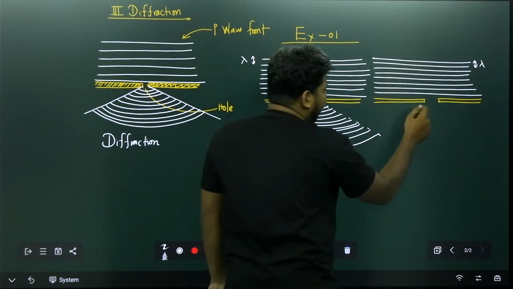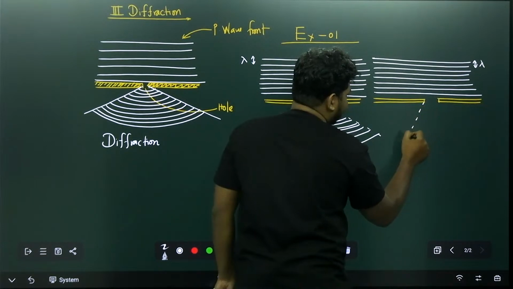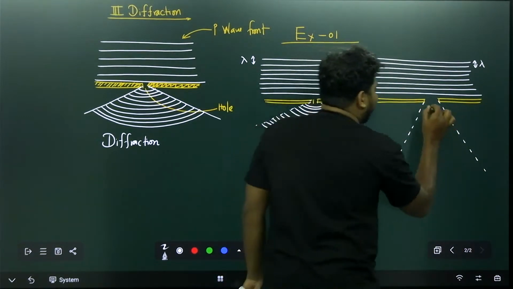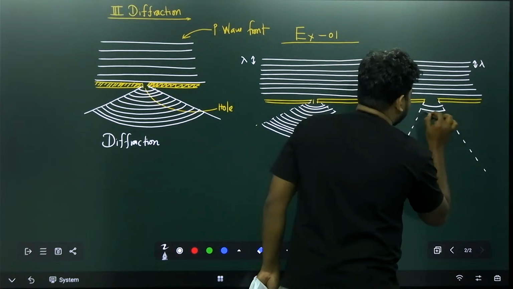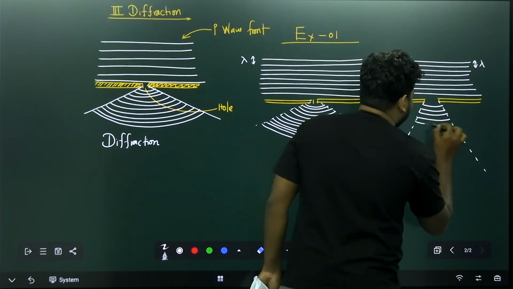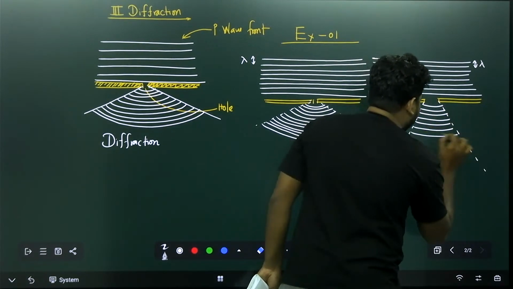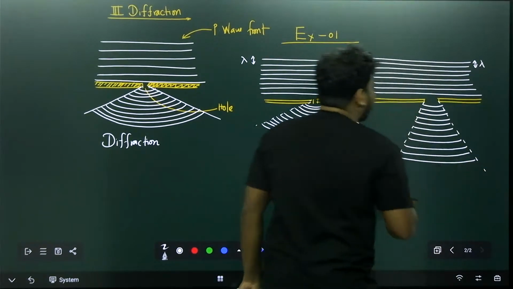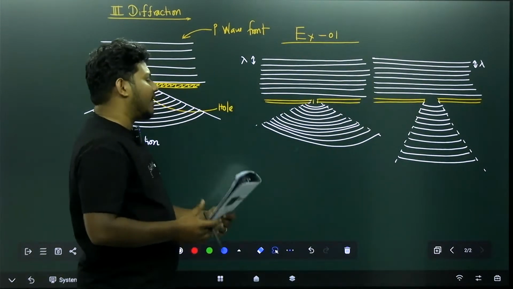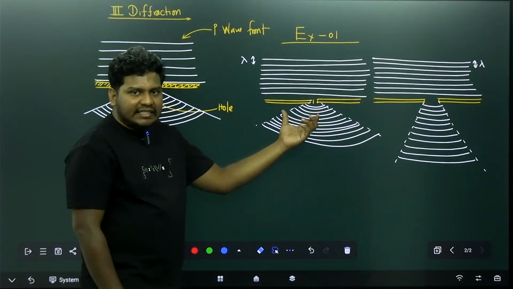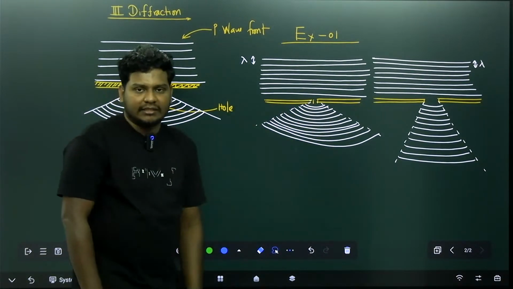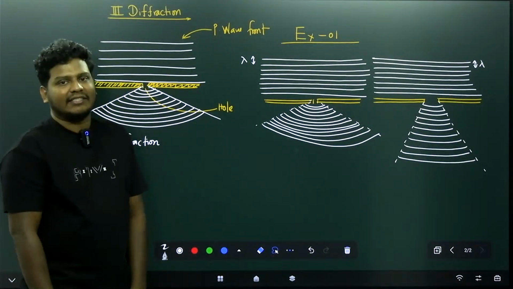But in this case, the diffraction looks like this. The diffraction will happen in a very small area like this. So you should remember that. You should remember that when the hole size decreases, the diffraction increases, the dispersion increases.